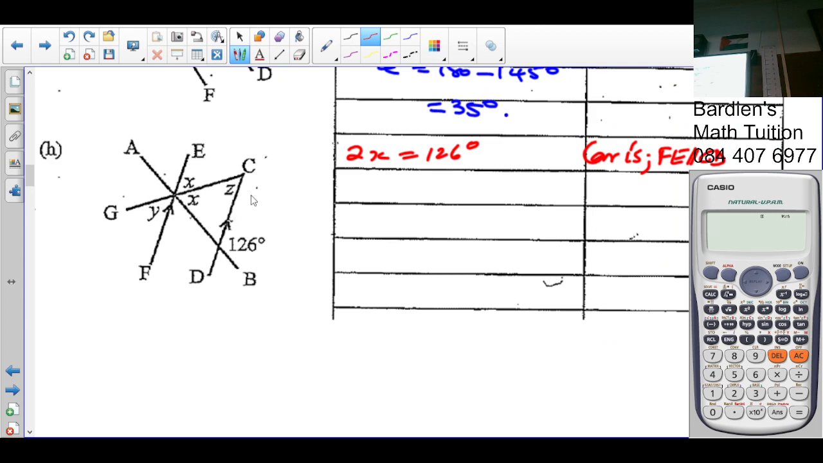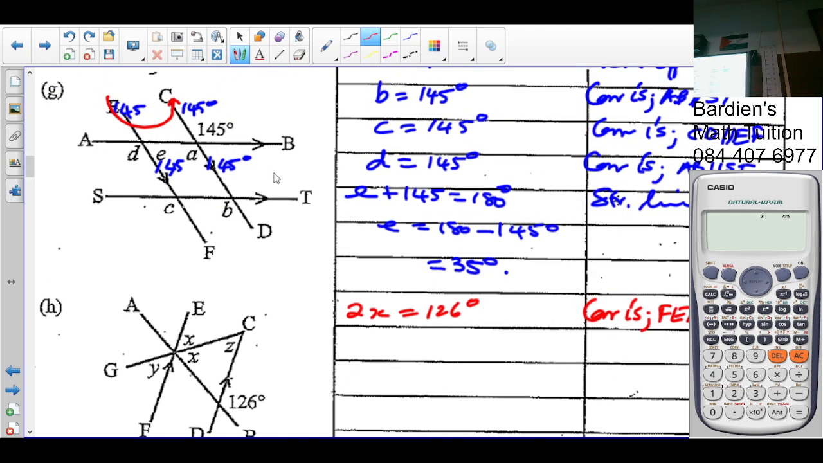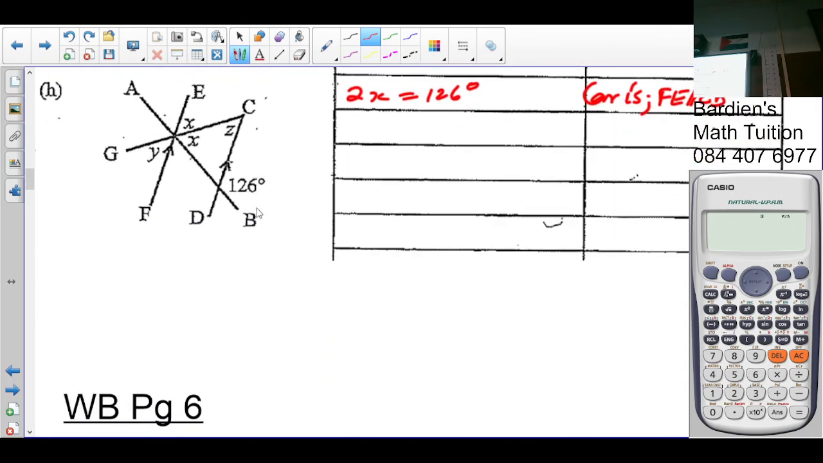Like here is only one set. However, here there are two sets of parallel lines. So you must get that correct. So what I do from here, divide by 2. So x is equal to 63 degrees. So that x is 63 and that x is 63.